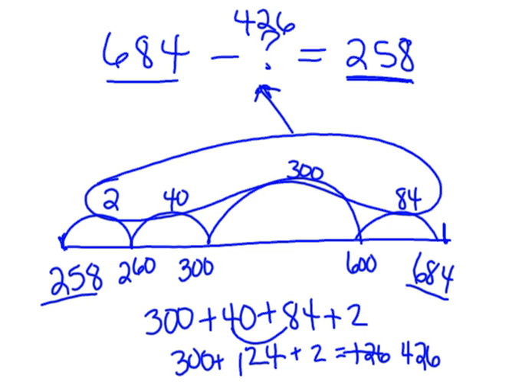So I have to make sure that my problem makes sense. Does it make sense that I had 684 fish to start with, 426 were sold, and 258 were left? That sounds like a logical, reasonable answer.